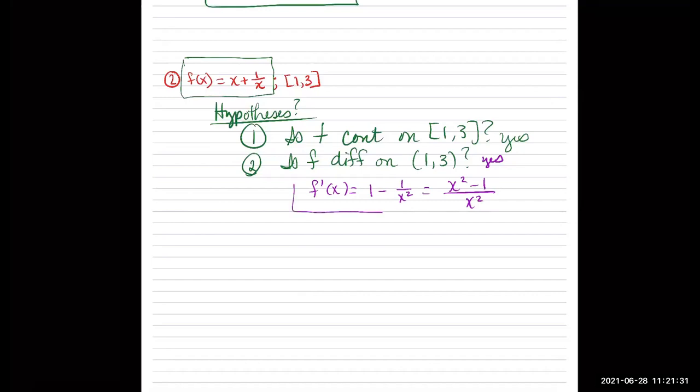So in this one, notice the derivative does not exist when x equals 0. So this function would not be differentiable at x equals 0. But notice that is not in our interval, so that's okay. Notice x equals 0 is not in the domain of our function. Okay. But to be differentiable means that the derivative exists.